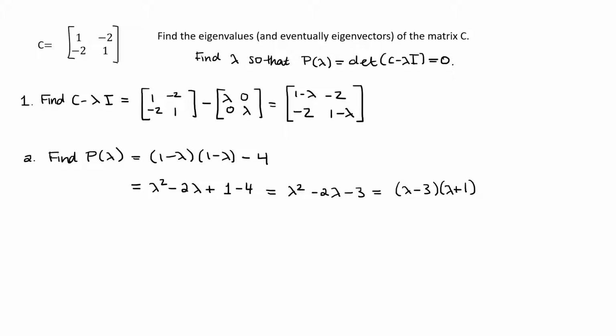Okay, so my eigenvalues are going to be the solutions to p of lambda equals 0. So I end up with two distinct eigenvalues. I have lambda equals 3 as one, and lambda equals -1 as another eigenvalue. Okay, now for real, we're looking at how to find eigenvectors next.